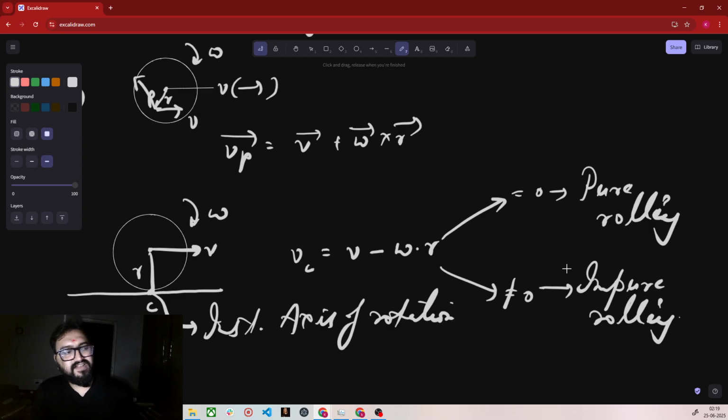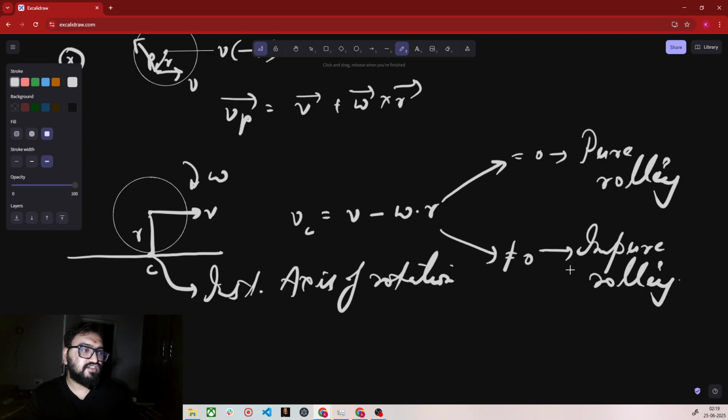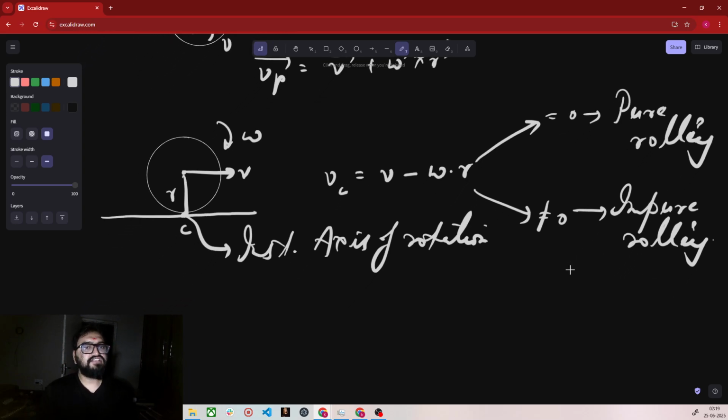So we kind of get a gist of what an instantaneous axis of rotation is. Instantaneous axis of rotation is essentially that axis which has got 0 velocity with respect to ground at any instance of time. So it's an instantaneous thing. It's not necessary that the axis will have 0 velocity after some time as well. At a particular instance it might have a 0 velocity. So how does this relate to this question?